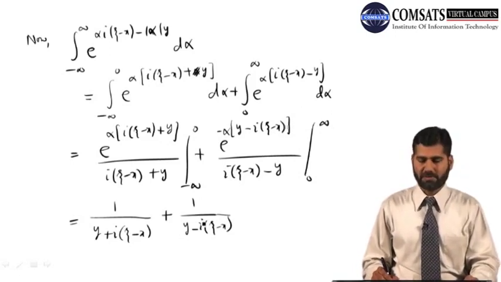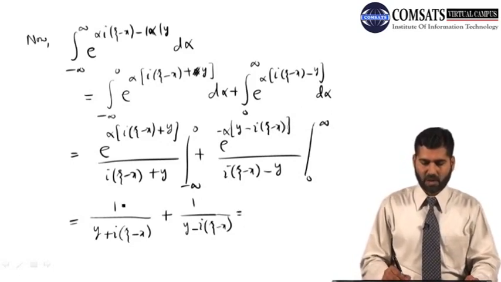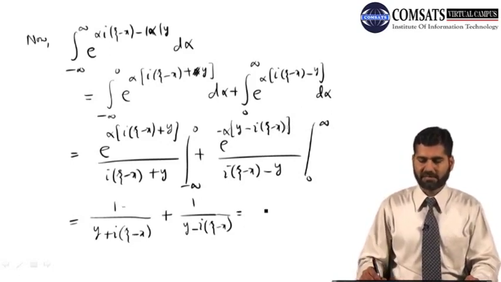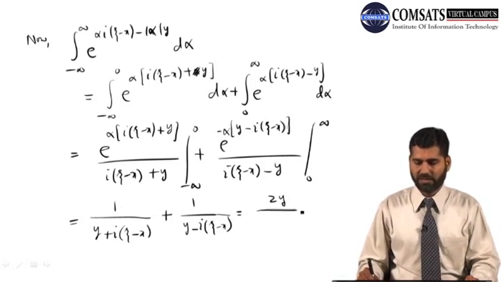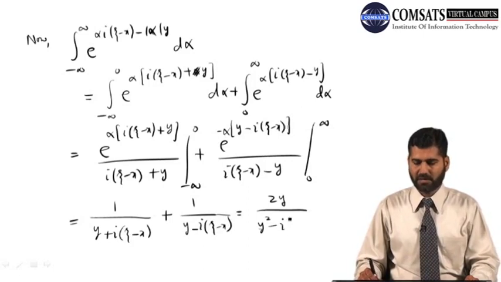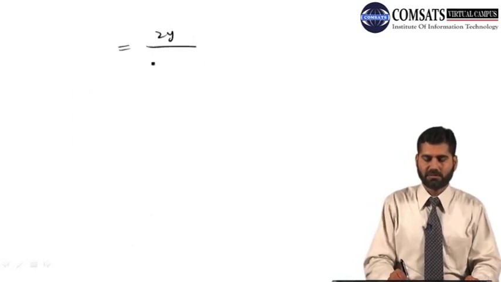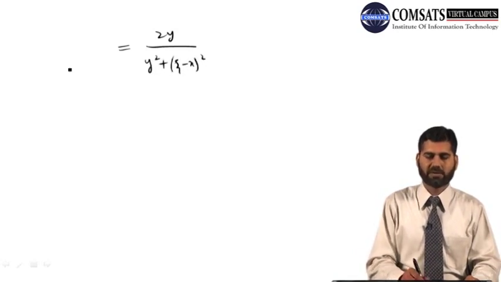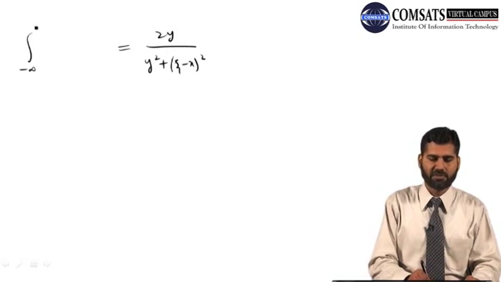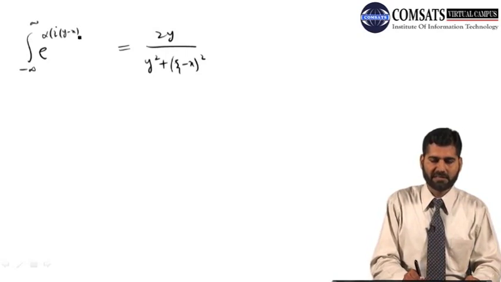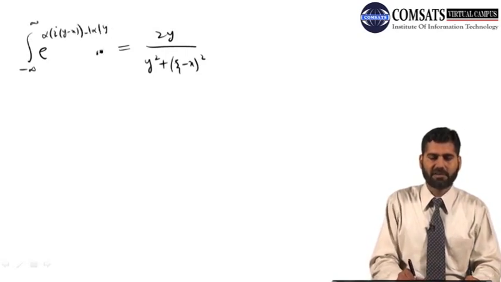Now if you sum them up, if you take the LCM of y plus and y minus, this iota will be cancelled. You will get 2y over y square minus iota square xi minus x square. So minus iota square is plus 1, so you got 2y over y square plus xi minus x square. This is what you got for the integral from minus infinity to infinity of e to the power alpha iota y minus x and minus alpha y d alpha.